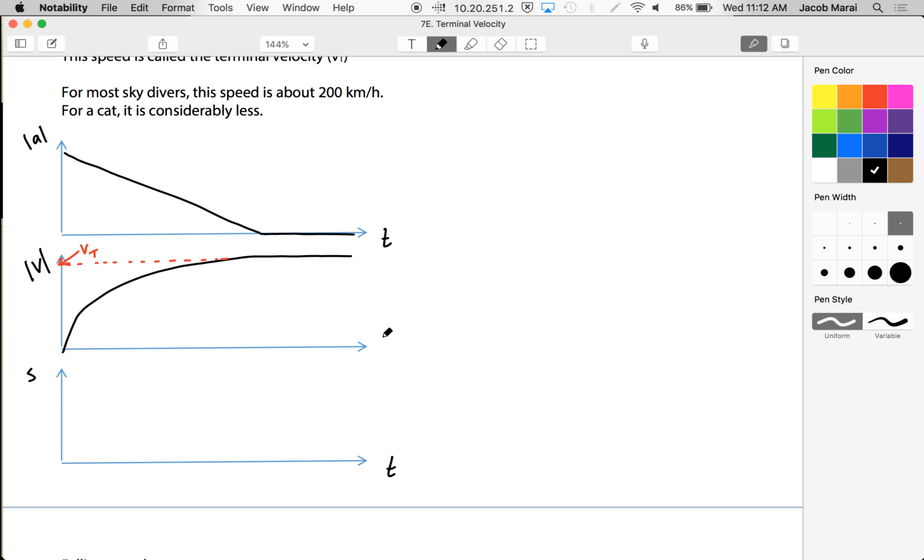S versus t. You're going to start off not moving, you move really, really fast. Well, you're going to get like a quadratic that then goes to a straight line once you've reached your terminal velocity. Okay.